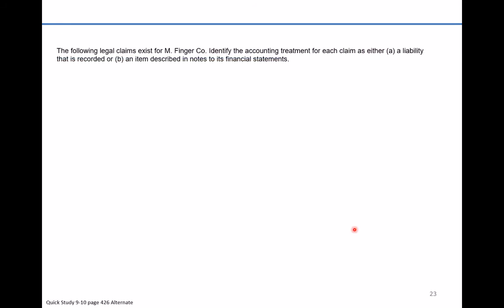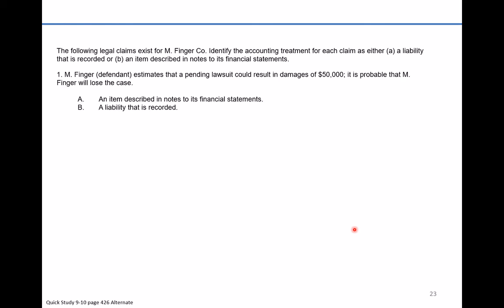So let's take a look at the transactions here. It says the following legal claims for M. Finger: identify the accounting treatment for each claim as either a liability that's recorded or an item that's described in the notes to the financial statements. M. Finger, defendant, estimates that a pending lawsuit could result in damages of $50,000. It is probable that M. Finger will lose the case. The options are A, an item described in the notes of the financial statements, or B, a liability is recorded.